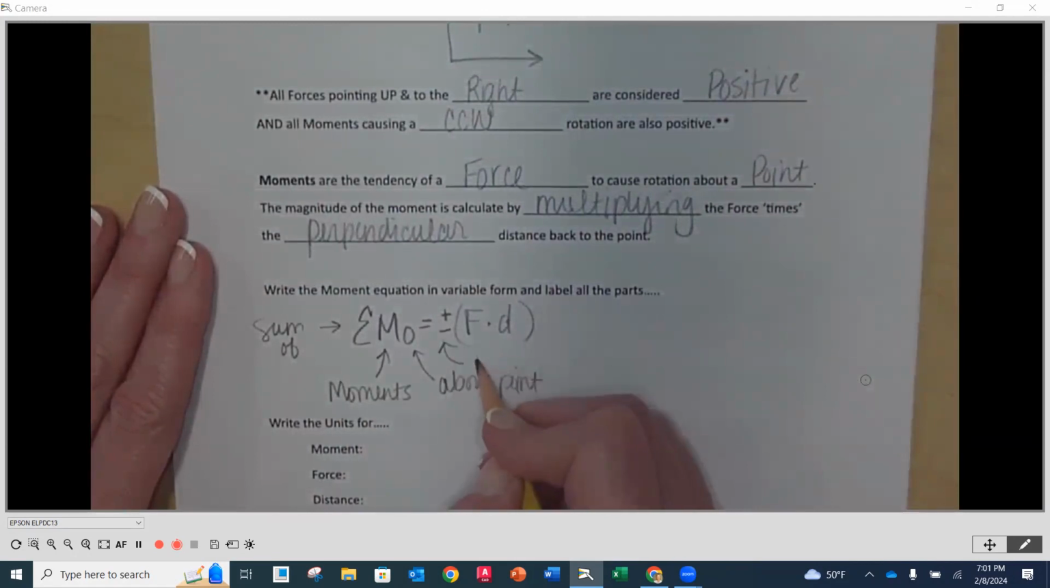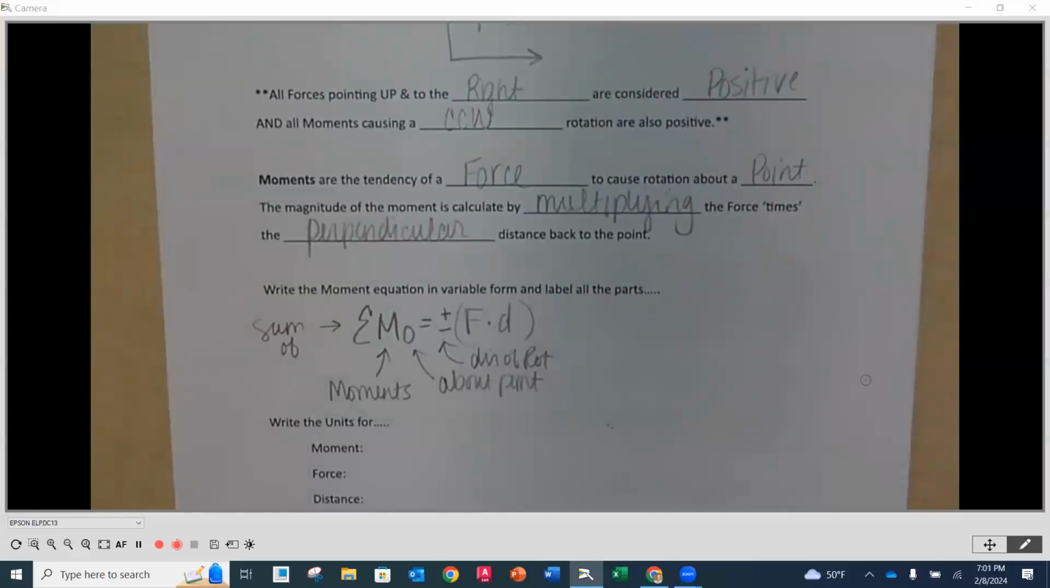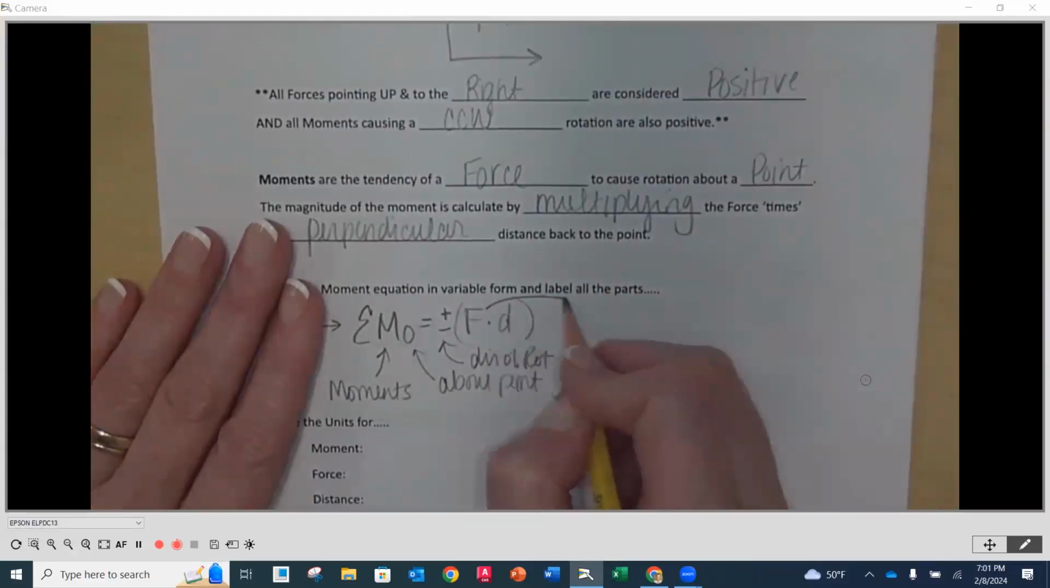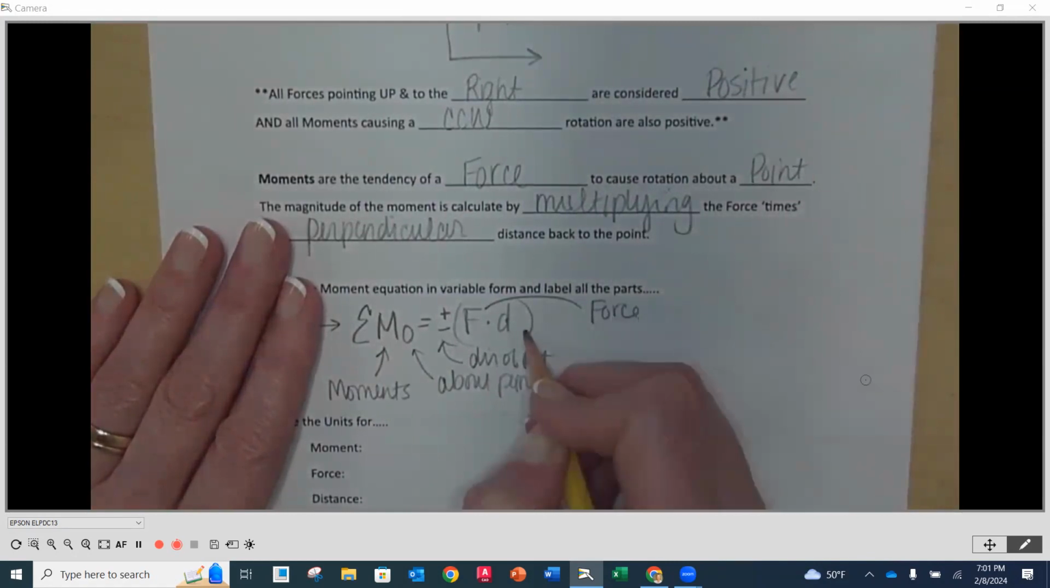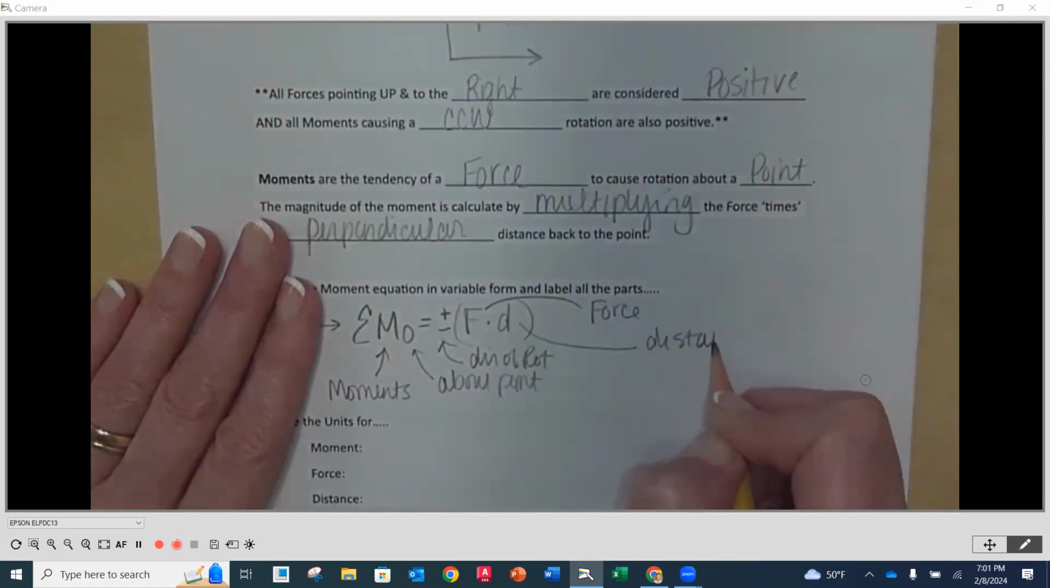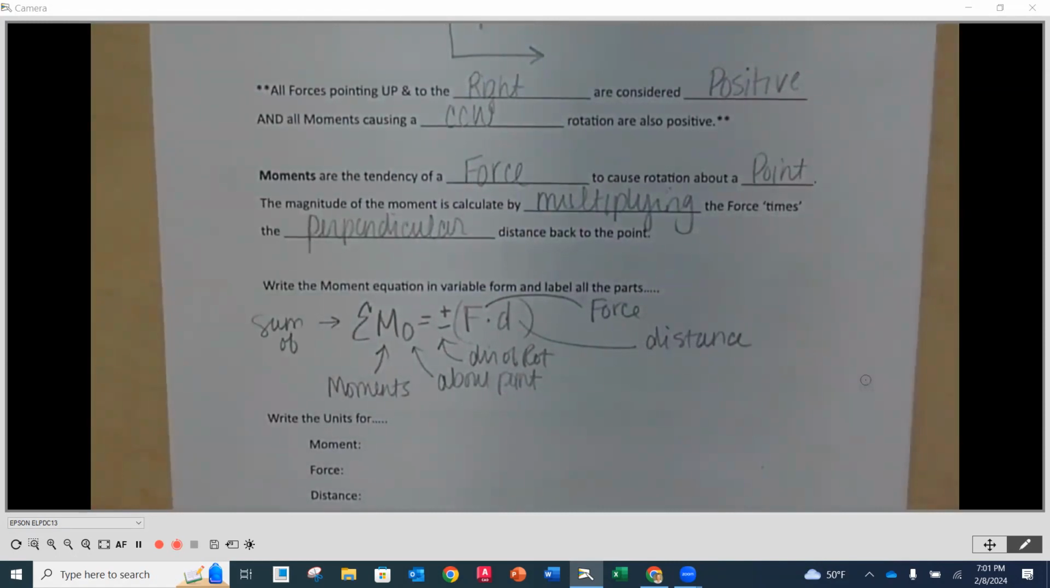The plus minus is going to be the direction of rotation. And then F is force, D is distance. So F, force, D, distance. Okay. Remember, this is how you have to write it in variable form. The summation symbol comes first, the capital M, and then sub whatever letter is being used for the point that you're summing around is equal to, and then in parentheses, you're going to write the force times the distance.